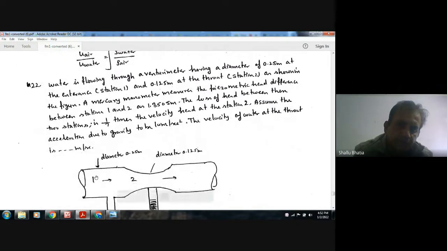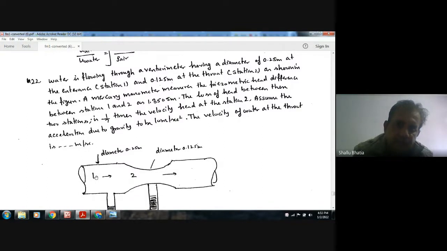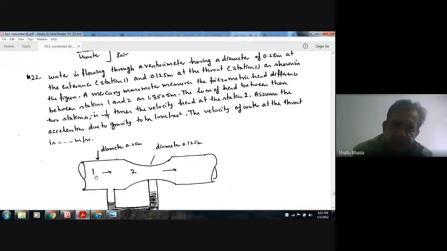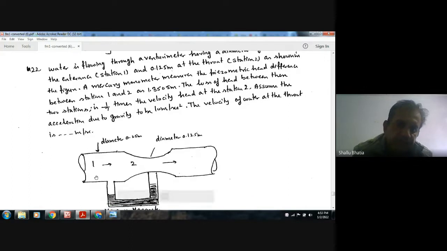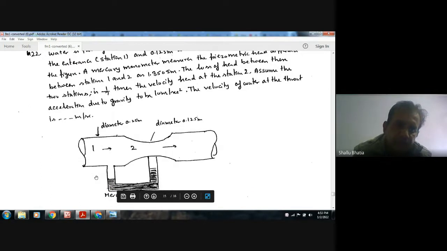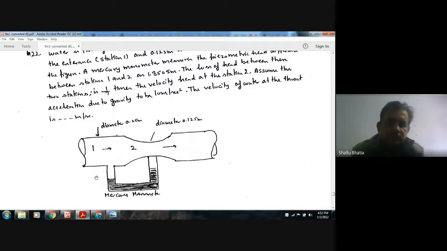The next: water is flowing through a venturimeter having a diameter of 0.25 meter at entrance section 1 and 0.125 meter at throat section 2 as shown in the figure. The mercury manometer measures the piezometric head difference between stations 1 and 2 as 1.3505 meters. The loss of head between these two stations is 1 by 7 times the velocity head at section 2. Assume that the acceleration due to gravity is 10 meter per second square. The velocity of water at the throat is dash meter per second.